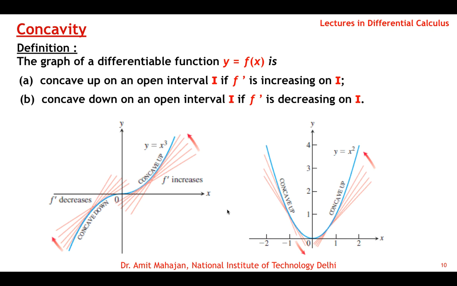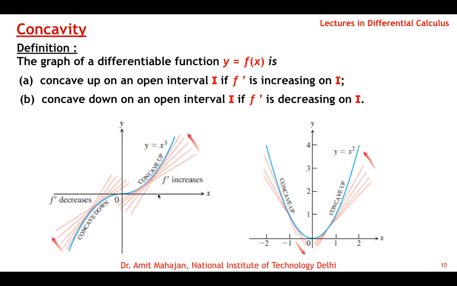So as we move from left to right, what happens to the tangent values? Okay, if slope starts decreasing, then it is concave down. If slope starts increasing, then it is concave up. Okay, now the idea is how we can utilize the derivatives to check this concavity.